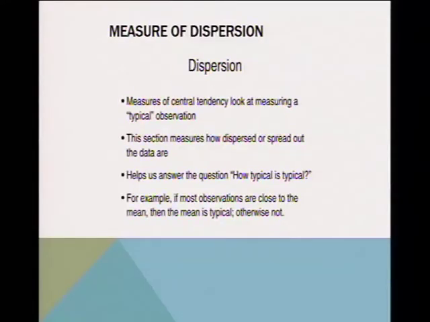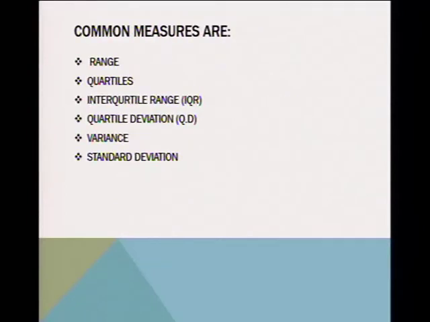Let's quickly move on to measure of dispersion. In measure of dispersion, which is also known as the measure of central location, we want to find one value that can describe the whole population.